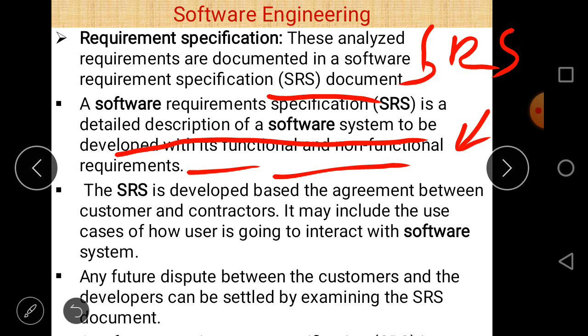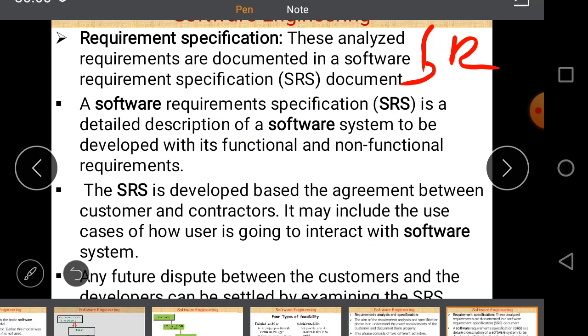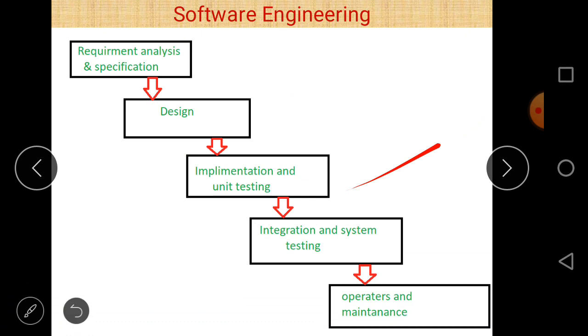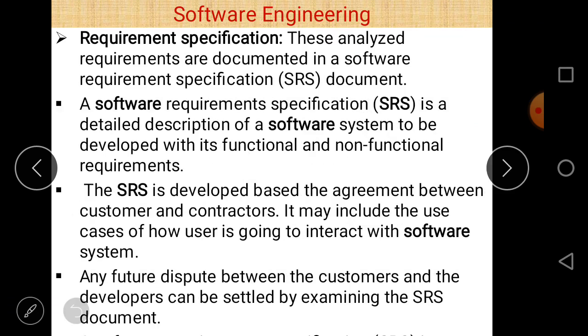And SRS is developed based on the agreement between the customer and contractor. So there are two parties, one is the customer and the second is the contractor, who has the responsibility to create the software. So it basically works as a contract between customer and contractor, or we can say developer. It may include use cases of how the user is going to interact with the software system.